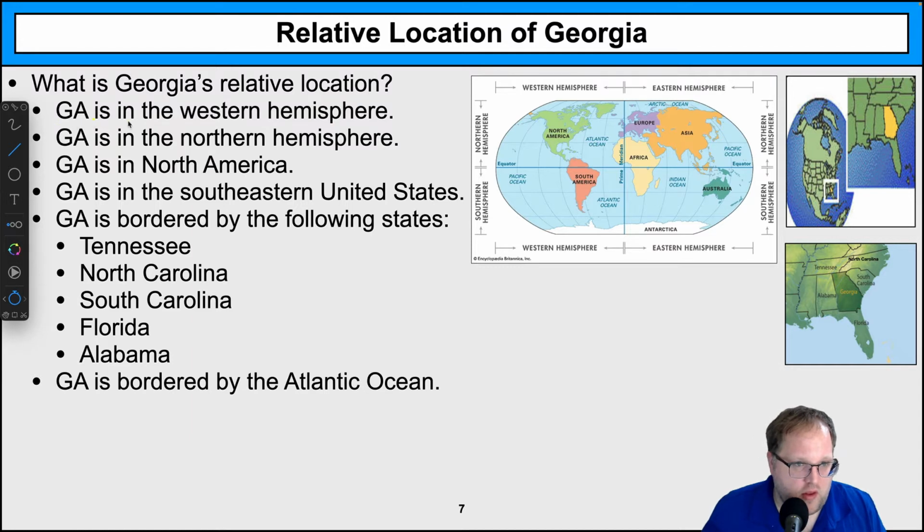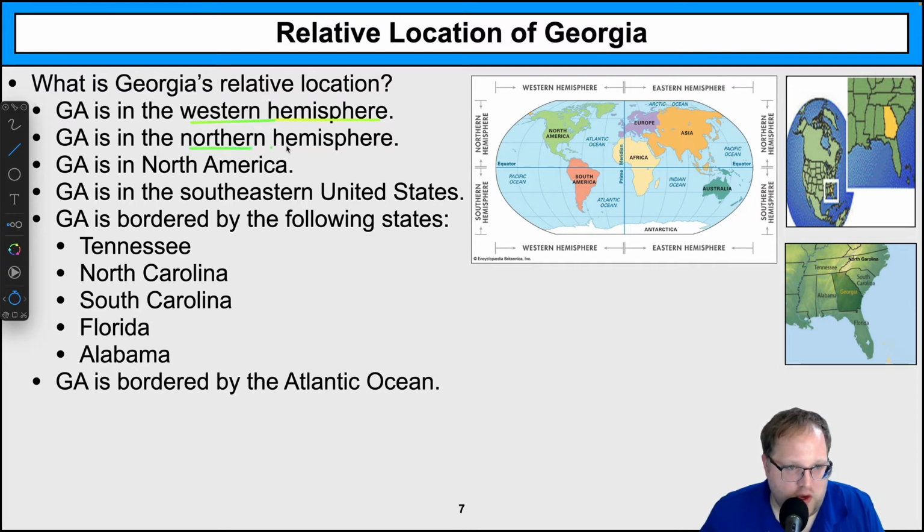Let's start with the two hemispheres that Georgia is a part of. The first is the Western Hemisphere. So once again, remember that we believe that there is this invisible line that goes around the globe that splits the Earth into two hemispheres. We have the Eastern Hemisphere and we have the Western Hemisphere. We are in the Western Hemisphere because we are west of the prime meridian.